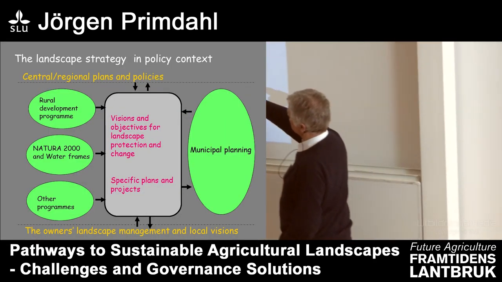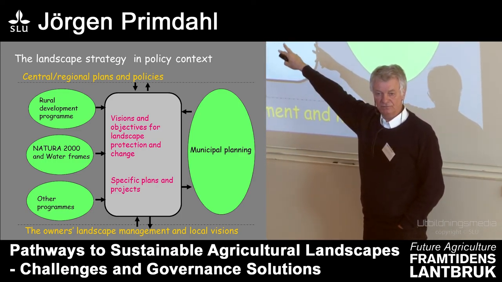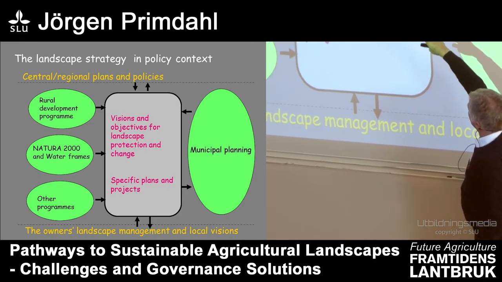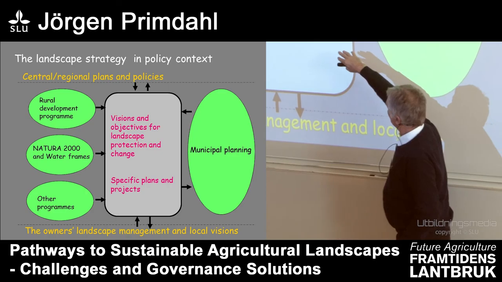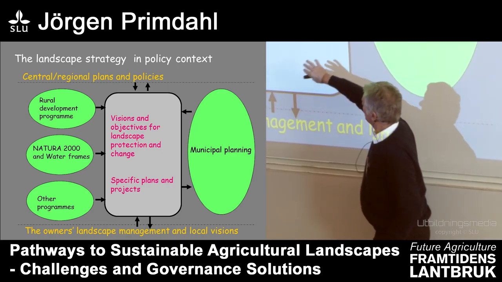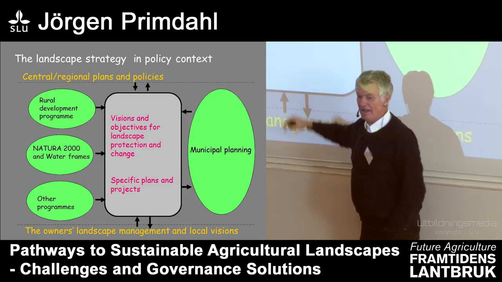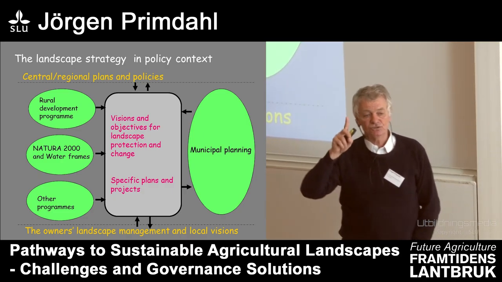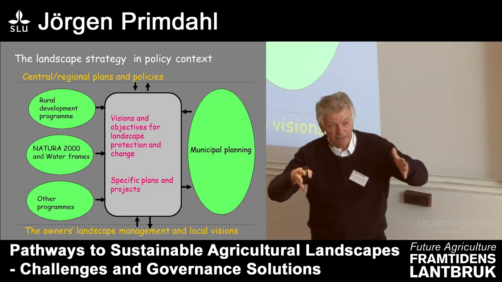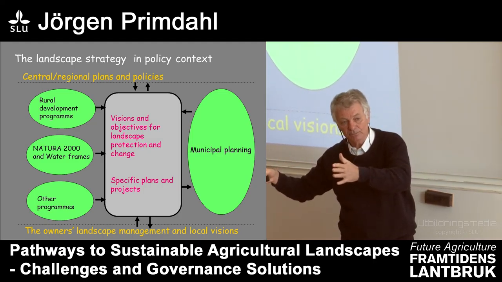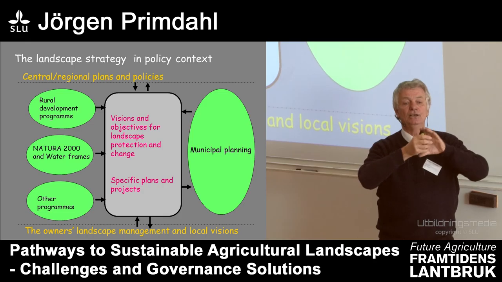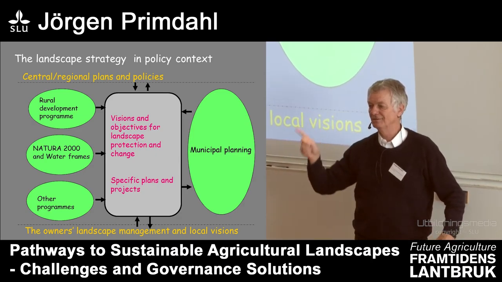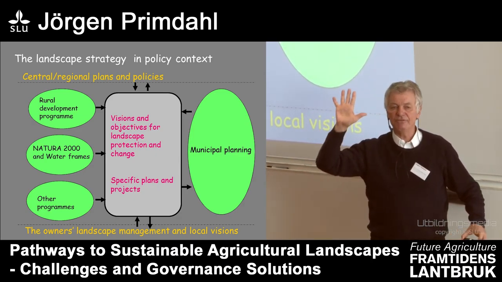This is how we work. This is our interface between the competences. So we talk about visions, objectives for the landscape's protection and change. We usually have some kind of specific spatial frames, and then we have what we call strategic projects. We identify them, sometimes we develop them. A strategic project is a project which is very likely to be realizable, and it's very likely to contribute to a positive spiral, to start a virtuous circle. And we usually have a number of these.